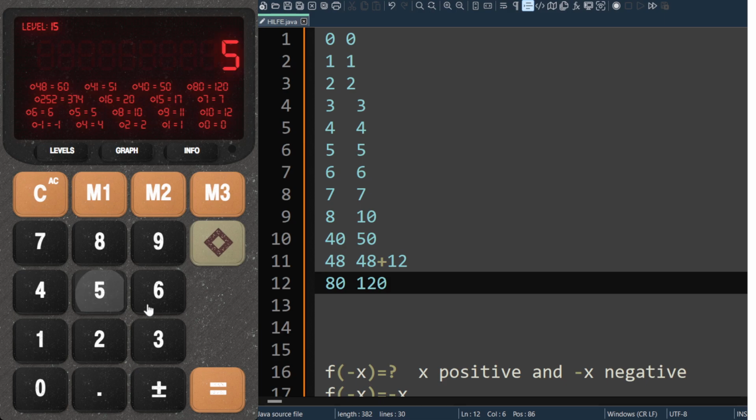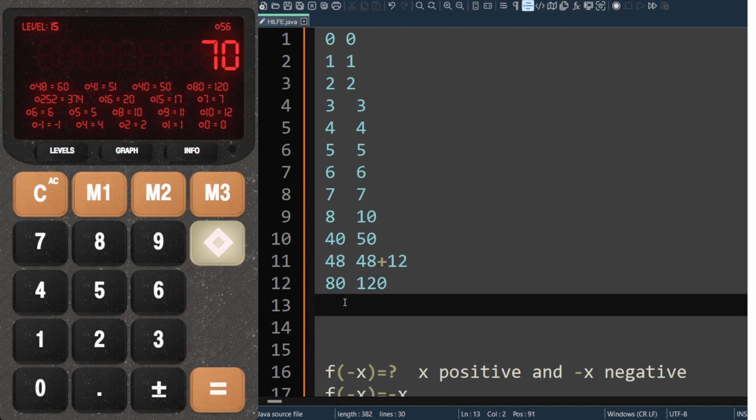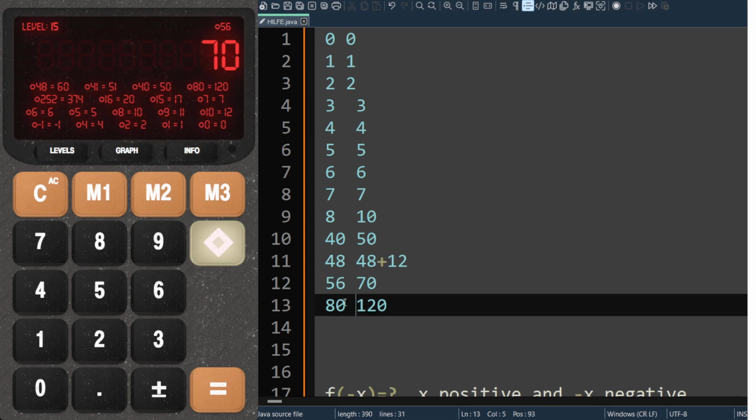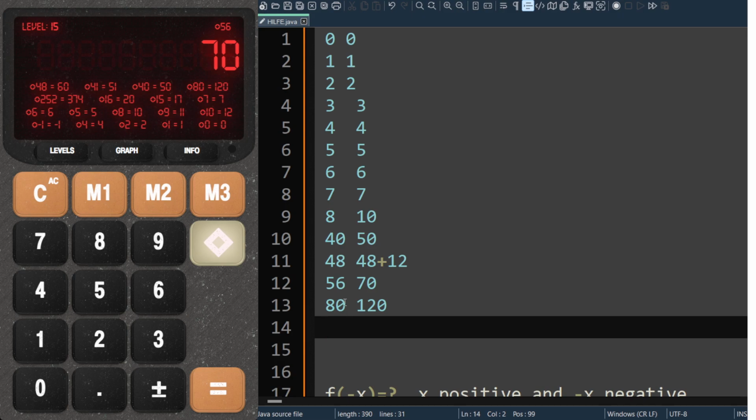What about 56? F of 56. 70. Okay, so let's type this into our little spreadsheet. So 56 and 70, a difference of 14. 14 times 4 equals 56, so this also makes sense. But this one doesn't. 80 doesn't make sense. Normally I would have expected this to be a 100. Then it would have perfectly made sense.